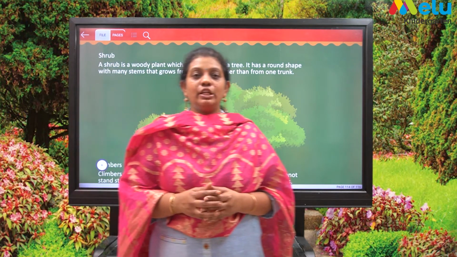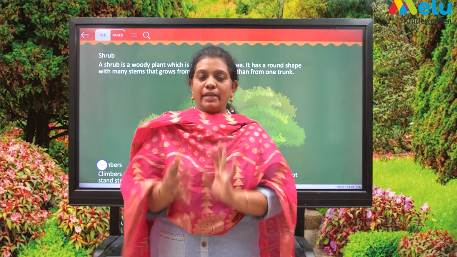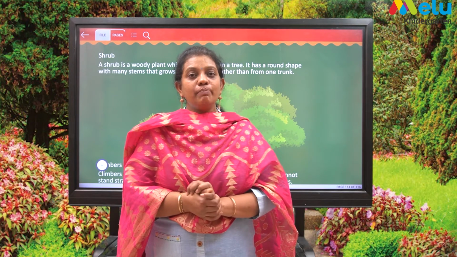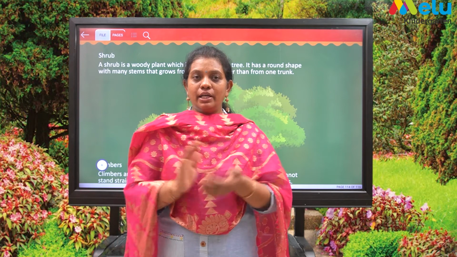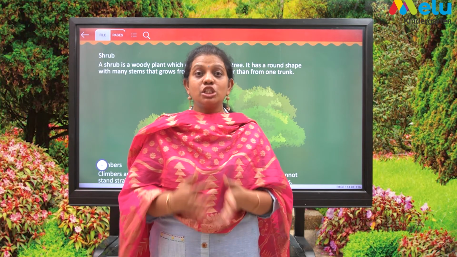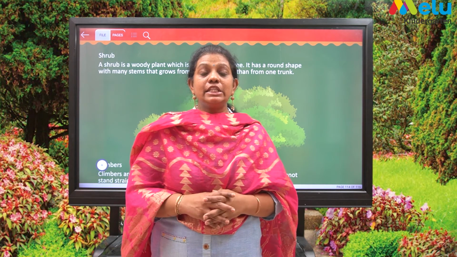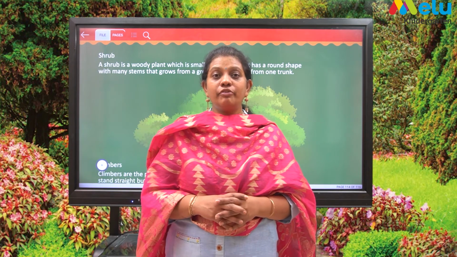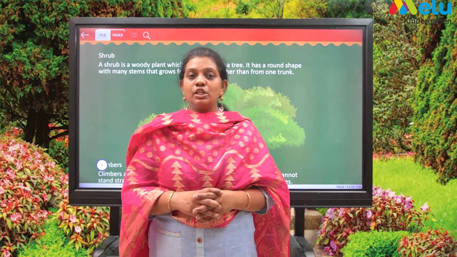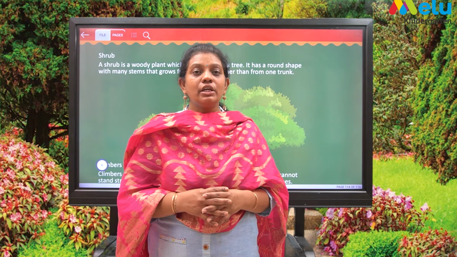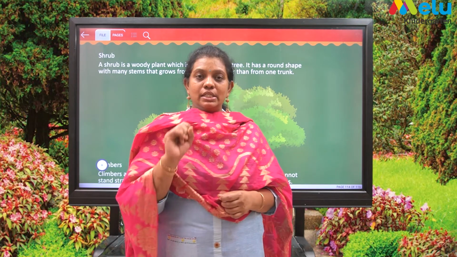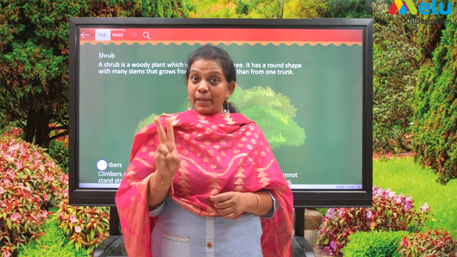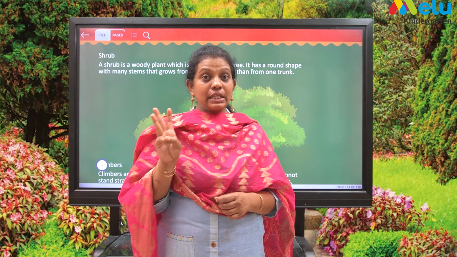Now we will look into the types of plants. If you observe the plants, children, you will not see everything in the same height, right, and the same shape also. You can see different shapes and different kinds of varieties. So based on that, we have three varieties of plants I am going to teach you. One is shrub, one is climber and the other is creeper.